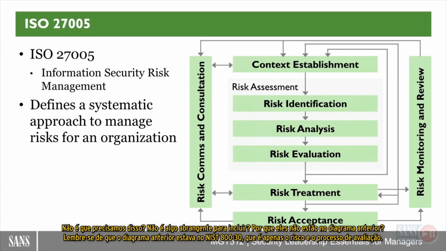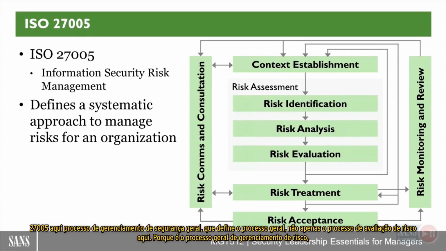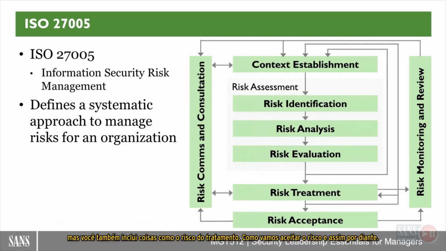Well, why? Don't we need those? Isn't that a comprehensive thing to include? Why weren't they on the prior diagram? Well, remember, the prior diagram was from NIST 830. That was only the risk assessment process. 27005 here is your overall security risk management process, which defines the overall process, not just the risk assessment process. Because it's the overall risk management process, you've also got to include things like, how are you going to treat the risk? How are you going to accept the risk? And so on.